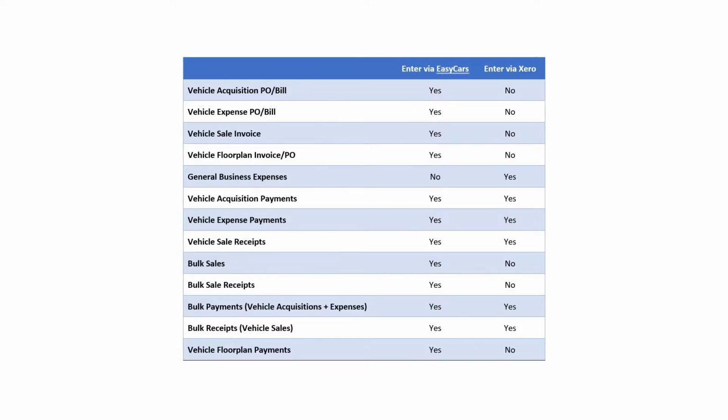Certain types of transactions must be entered into one program rather than the other, and certain types of transactions give you the option of which program you prefer to enter it through. For example, vehicle acquisitions, sales, and floor plans must be raised in EasyCars, and general business expenses must be raised in Xero. But transactions such as acquisition payments, sale receipts, or expense payments can be entered via either of the two programs.